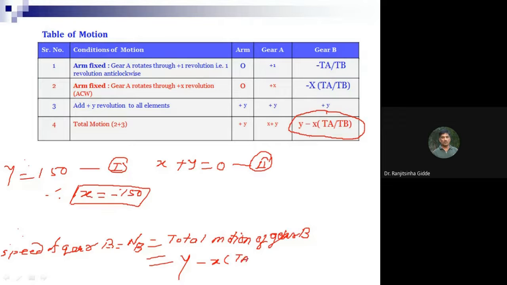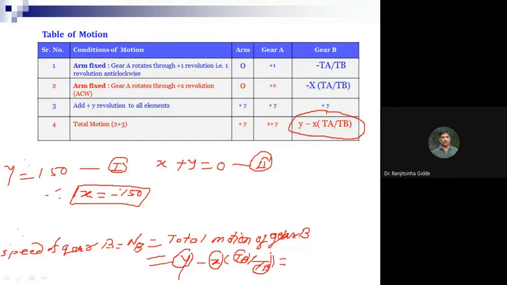NB is equal to (y minus x) TA upon TB. Now here we can put the values of y, x, TA and TB. Am I audible? Yes, sir.